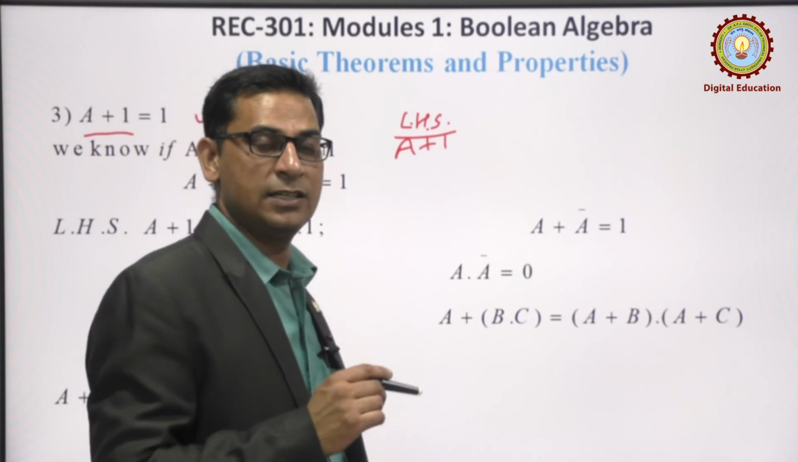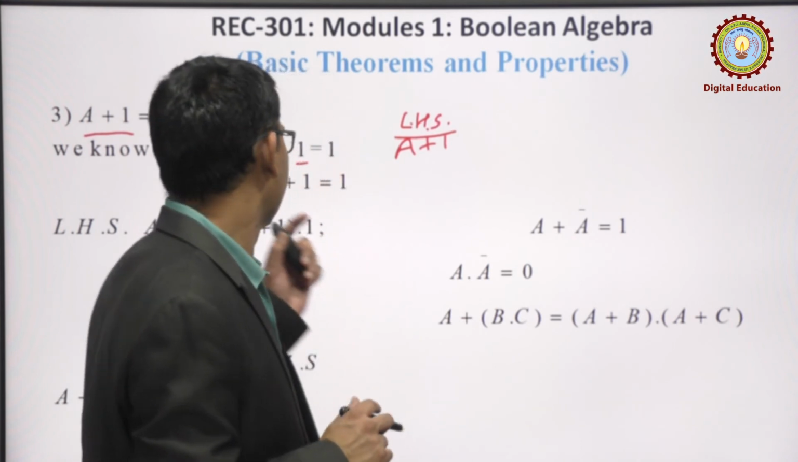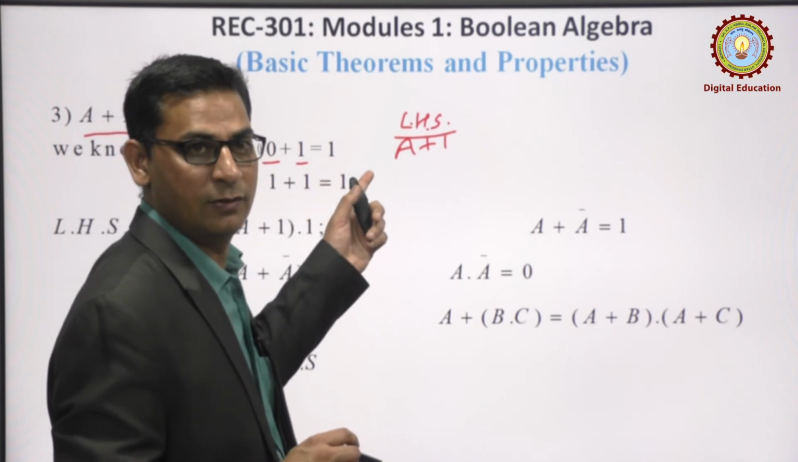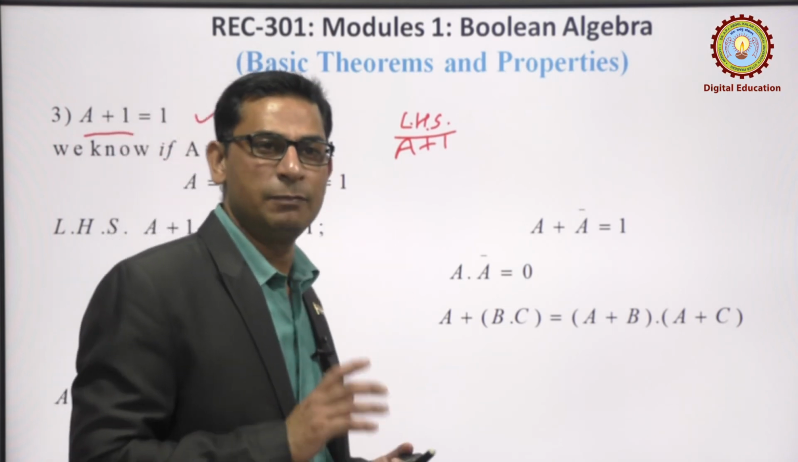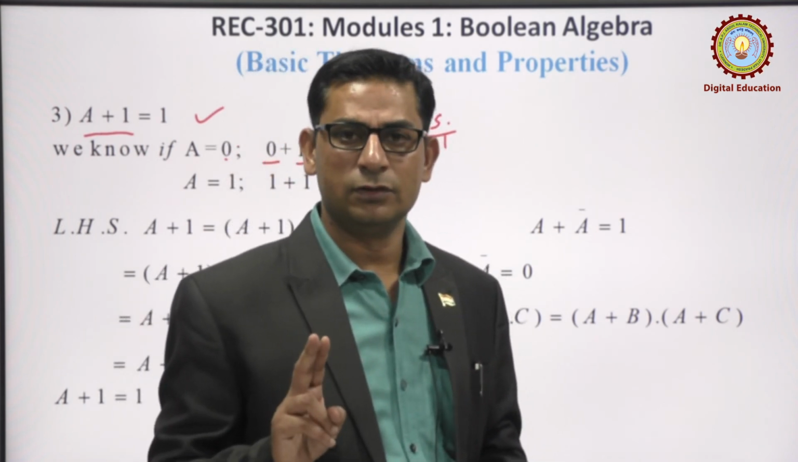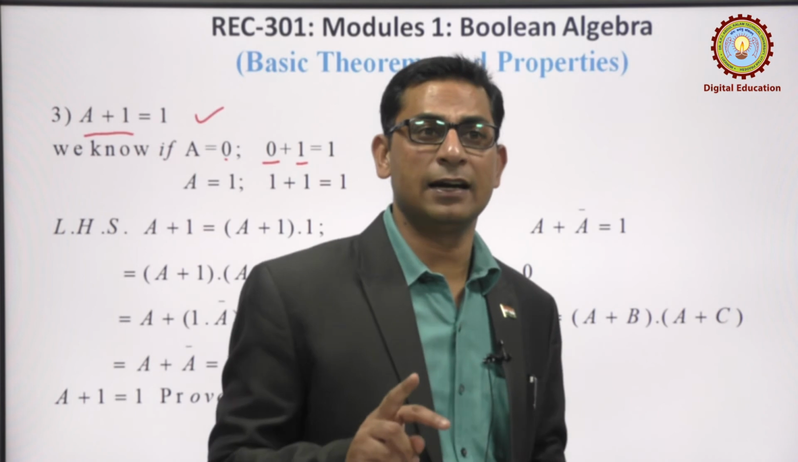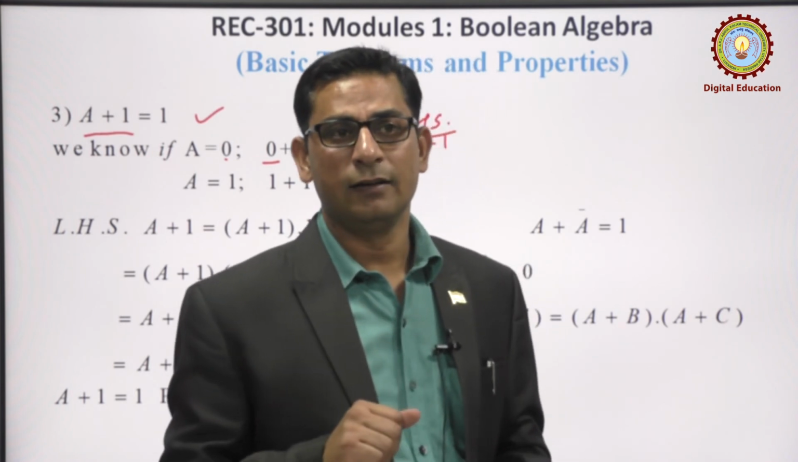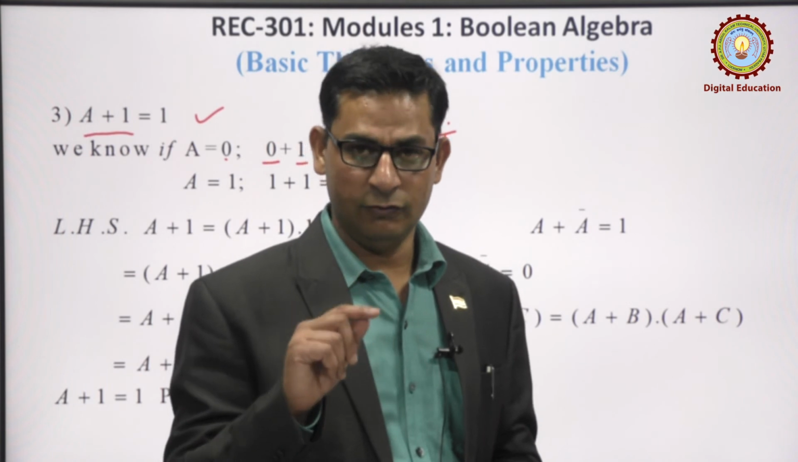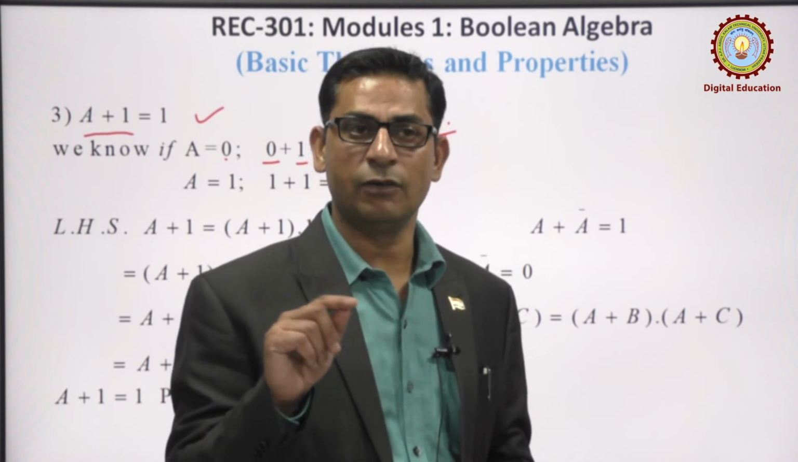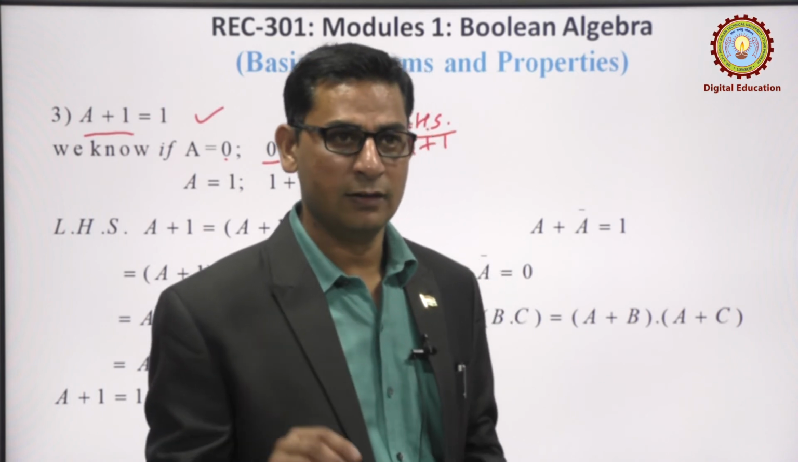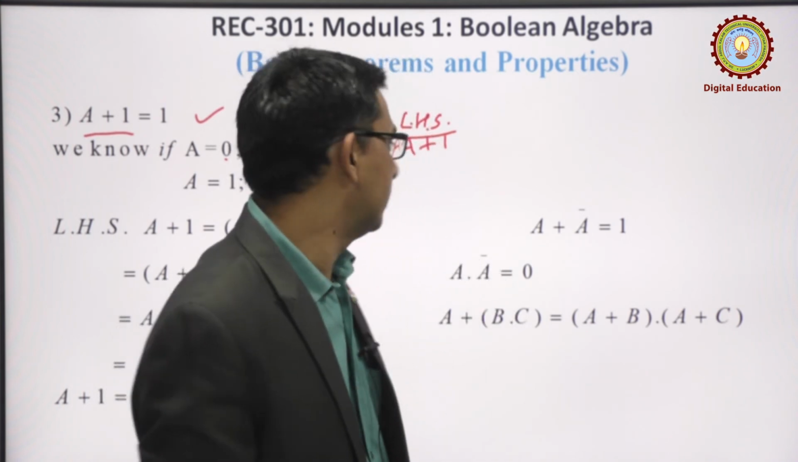Okay. And A is the state of the switch. Okay. So, if A is equals to 0, so 0 plus 1 is equals to 1, we know, because it means there are two switches which are connected in parallel because of the plus sign. Okay. But the state of one switch remains always in the on state or in closed mode, that is represented by this one.